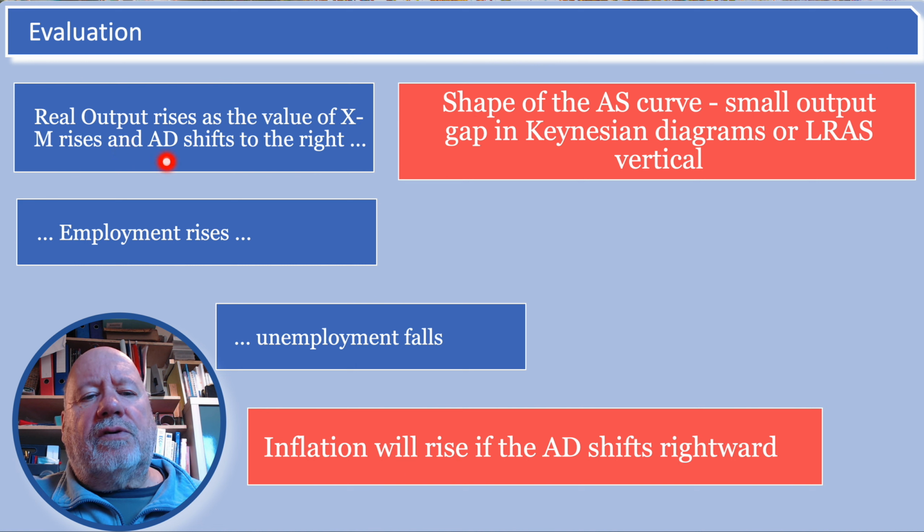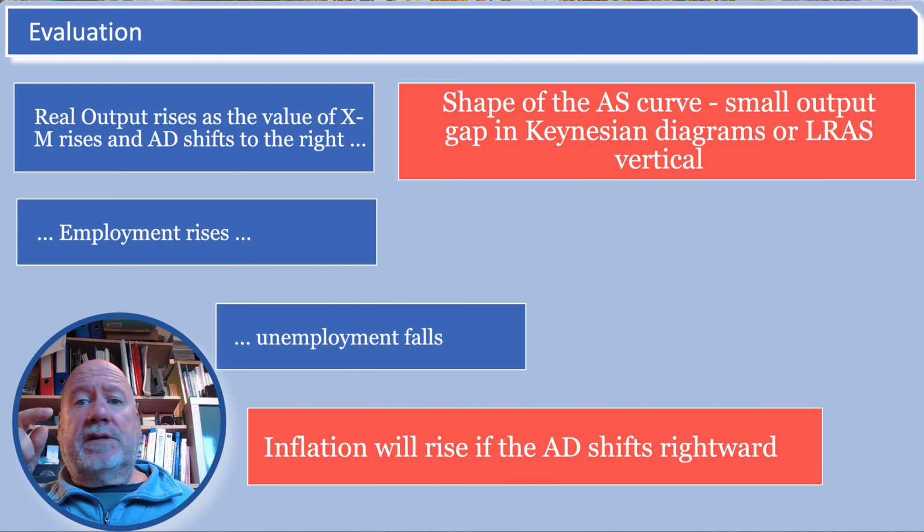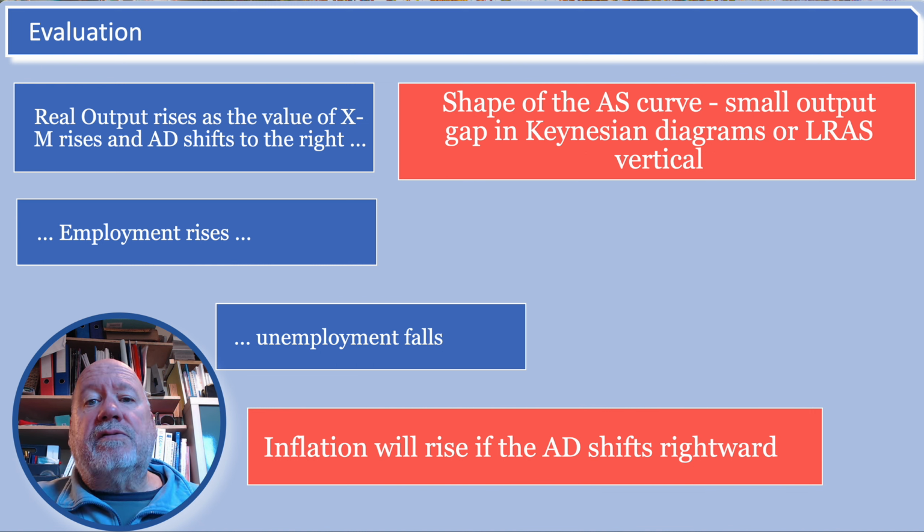Whenever you shift your AD to the right, you can't always say that real output rises. It might be that you've got a small output gap, i.e. you're very close to full employment, and so the increase in aggregate demand in the Keynesian diagram does not increase real output. You could argue that there's a long-run aggregate supply curve that is vertical, a classical economics argument, and so you should always look at those two different AS curves when you're evaluating this.